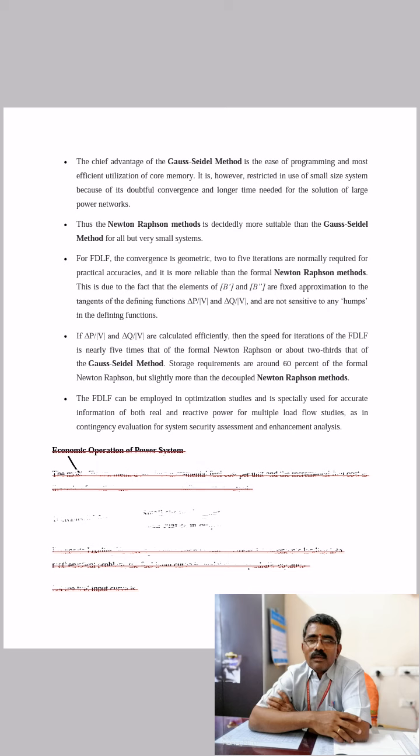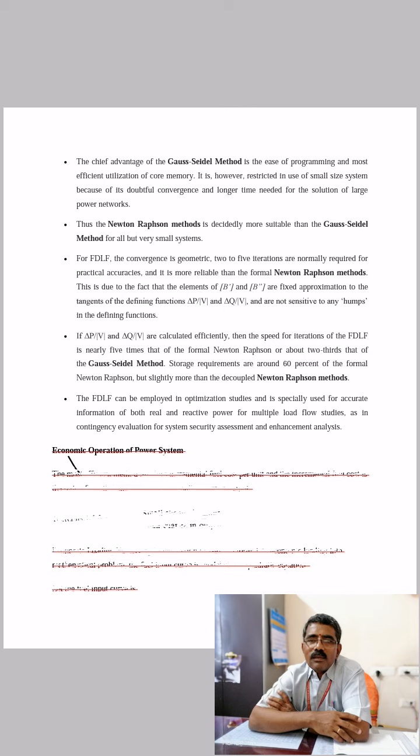The chief advantage of Gauss-Seidel method is the ease of programming. Programming and algorithm are easy, whereas Newton-Raphson method is complex because it involves the Jacobian matrix and updating the Jacobian elements in each and every iteration. Newton-Raphson method is more suitable than Gauss-Seidel for all but very small systems. For small systems, the best is Gauss-Seidel. Newton-Raphson suits everything, and Gauss-Seidel is not suitable for larger networks.